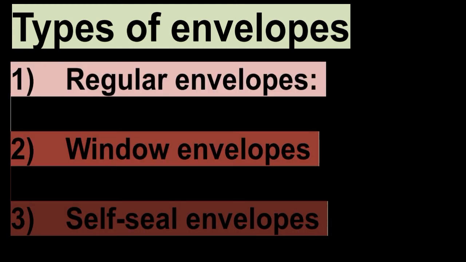Let's now discuss the various types of envelope. But before we discuss the various types of envelope, we must know what the purpose of an envelope is to an organization. Usually an organization uses envelopes to put in their paper correspondence, either to be sent off or to be received. We're going to discuss three types of envelope: the regular envelope, the window envelope, and the self-seal envelope.